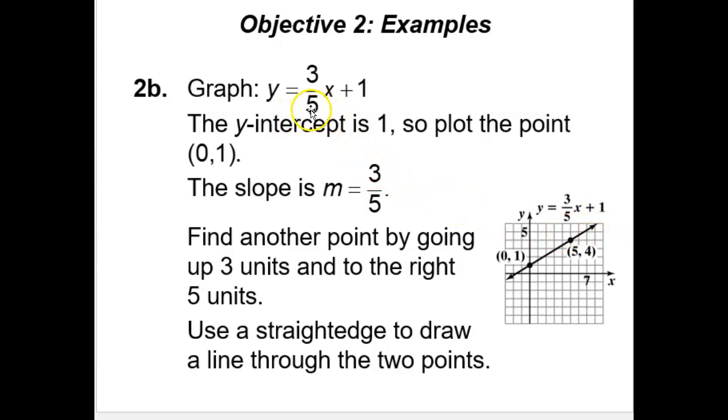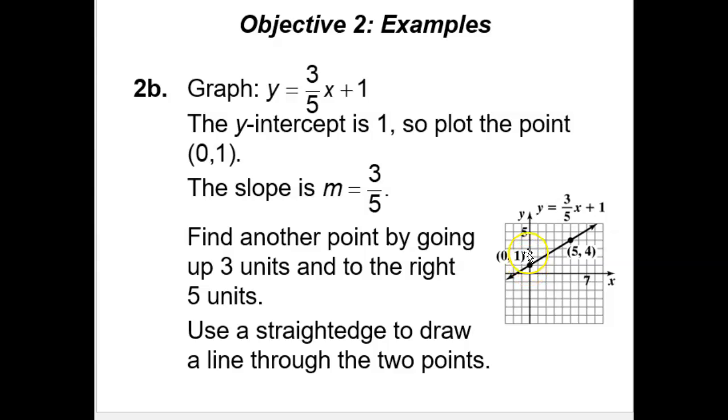All right, here's another one. Now this time, I don't have an integer for my coefficient of x except for my slope. I have 3/5. Sometimes students find this easier. The y-intercept is 1. That's at the end of the equation. You have y equals 3/5 x plus 1. So you graph the point 0, 1.